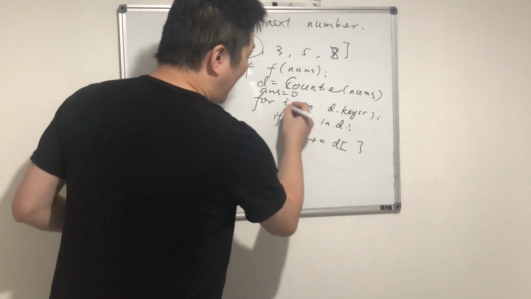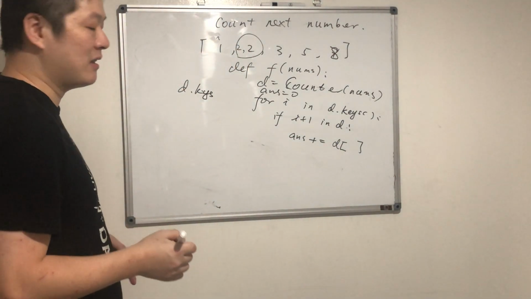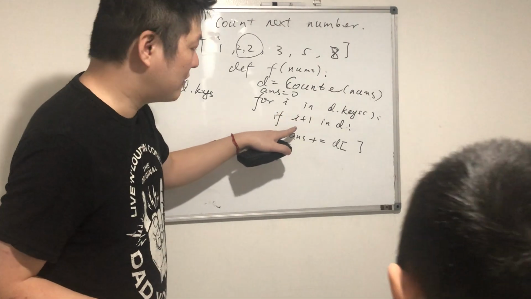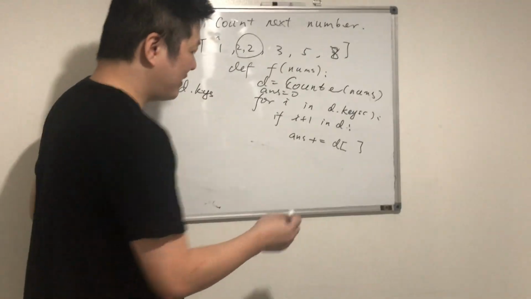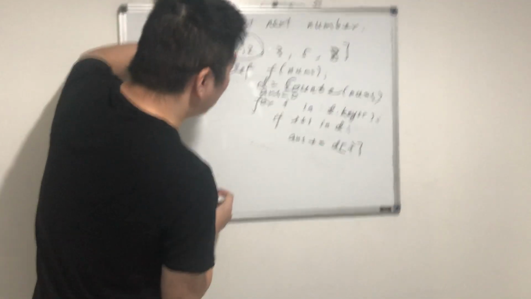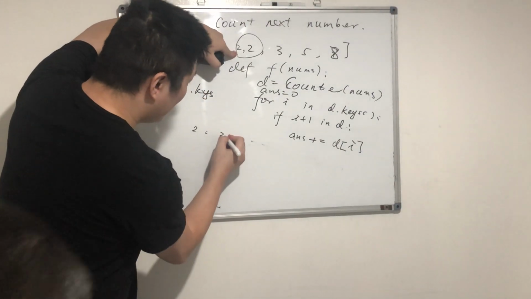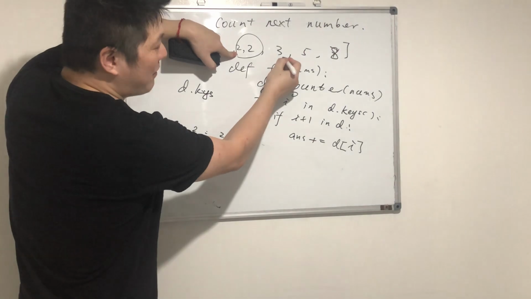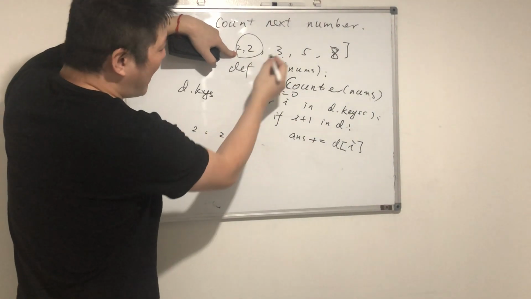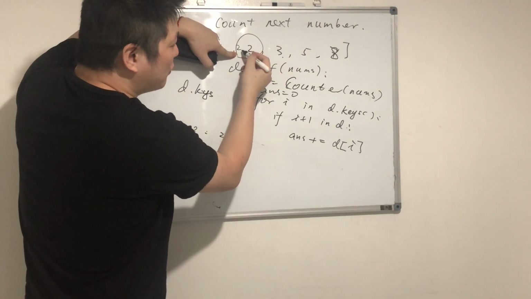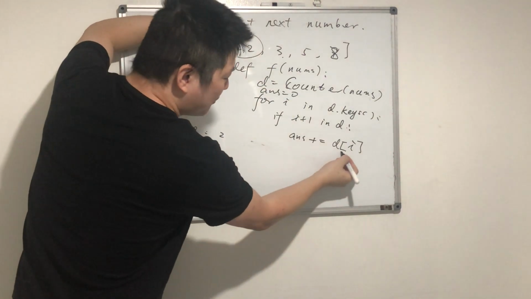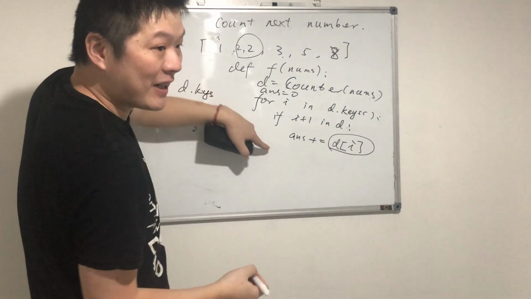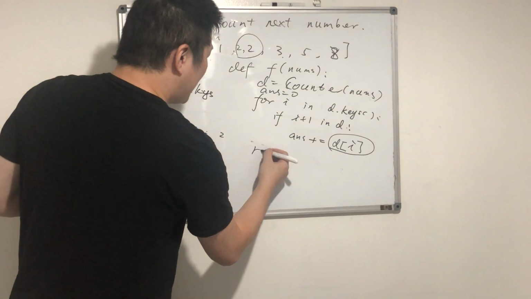D, what value? I or I plus 1? If I plus 1. Yeah, look, I go through this 2. 2 has 2, right? Yeah, but 3 is in the table. Look, 3 is in the table, but I have 2 times of 2, so I need to add 2, right? Yeah. Got it? Do you understand? Yeah. Return what?